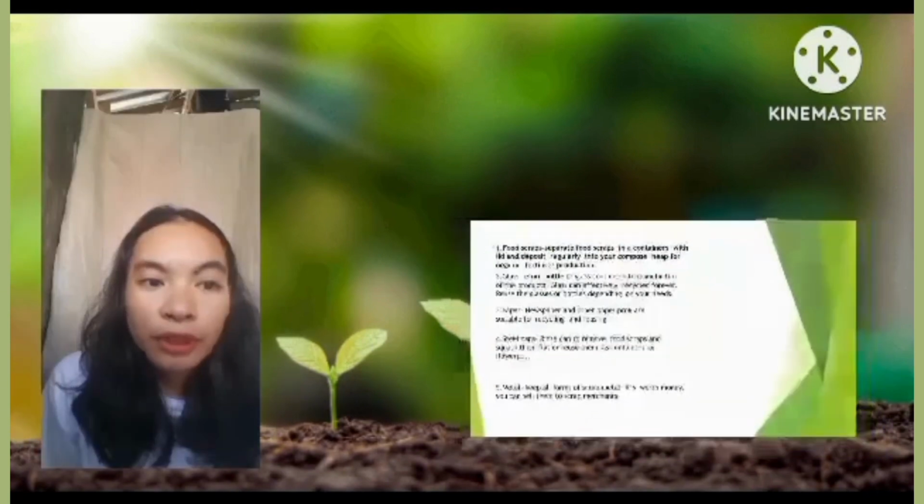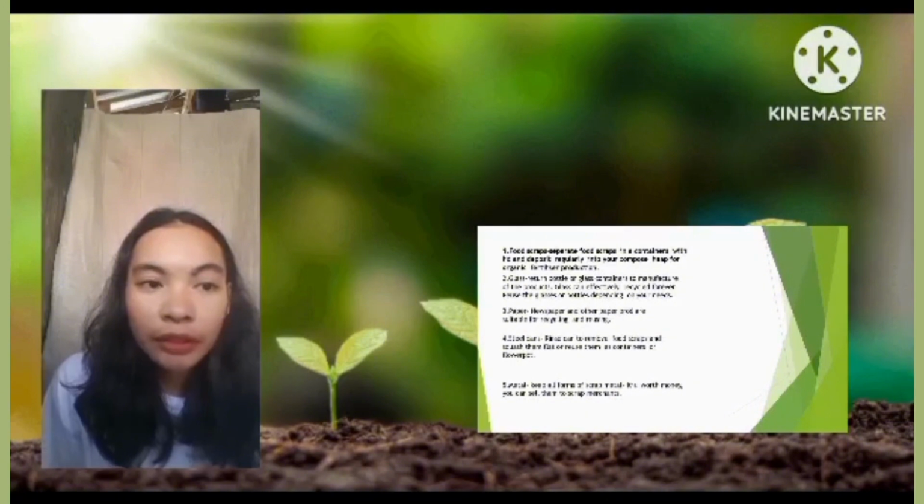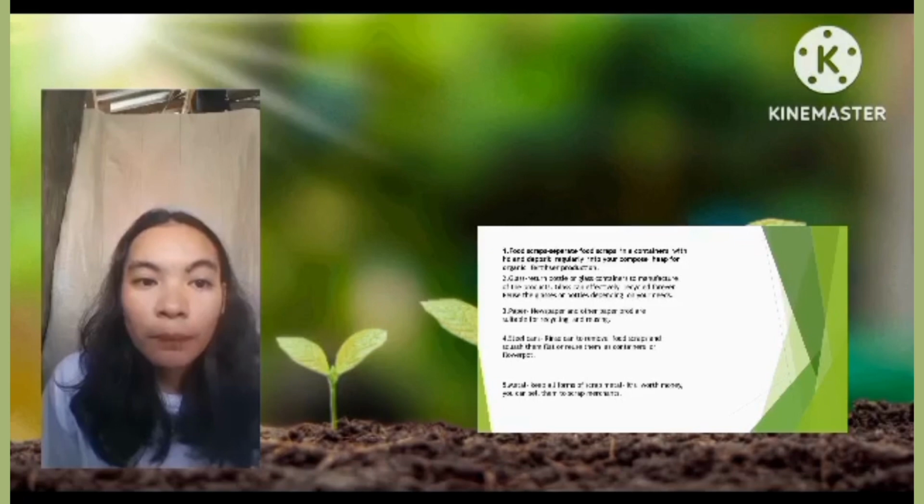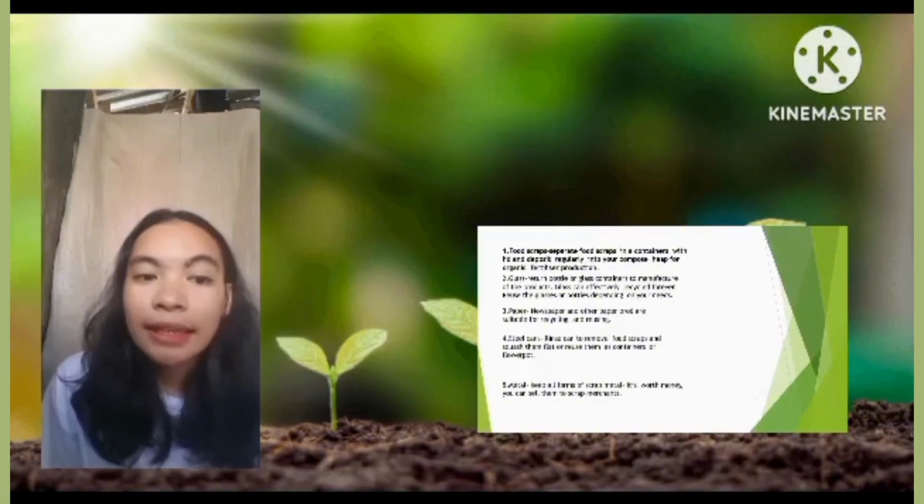1. Food scraps. Separate food scraps in a container and deposit regularly into your compost heap for organic fertilizer production. Number 2, glass. Return bottles or glass containers to the manufacturers of the product. Glass can be effectively recycled forever. Reuse the glasses or bottles depending on your needs. Number 3, paper. Newspaper and other paper products are suitable for recycling and reusing.